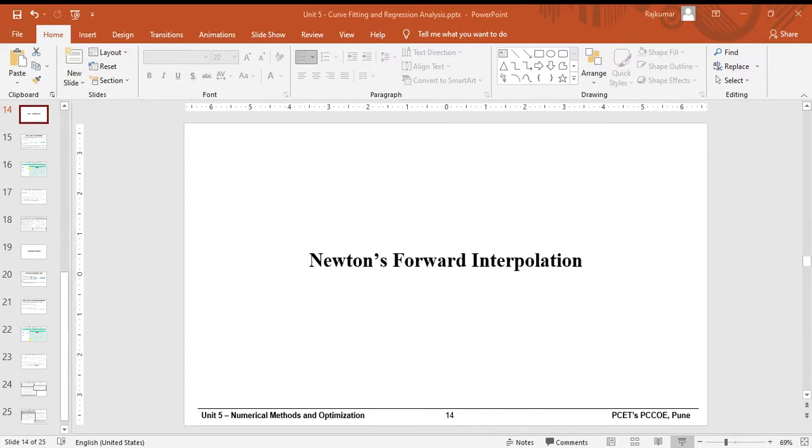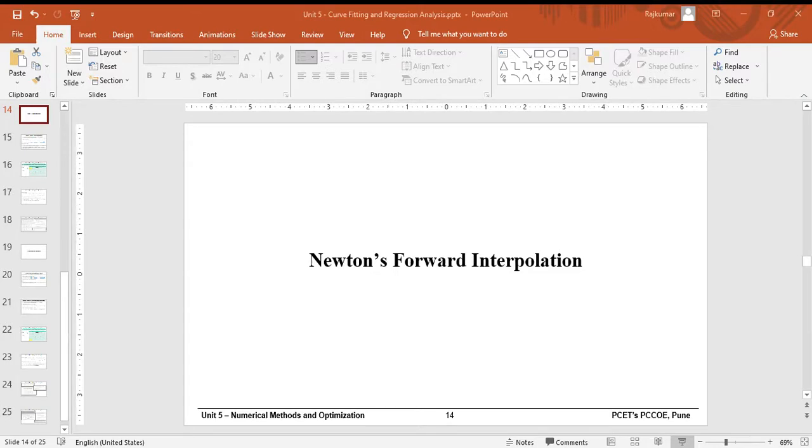So here you can see that 160 feet is very close to the initial values. So it is very close to 150. So you can easily guess that even though in this problem it is not mentioned, you need to use Newton's forward interpolation, but from the value of x you can easily guess that you need to use Newton's forward interpolation method.